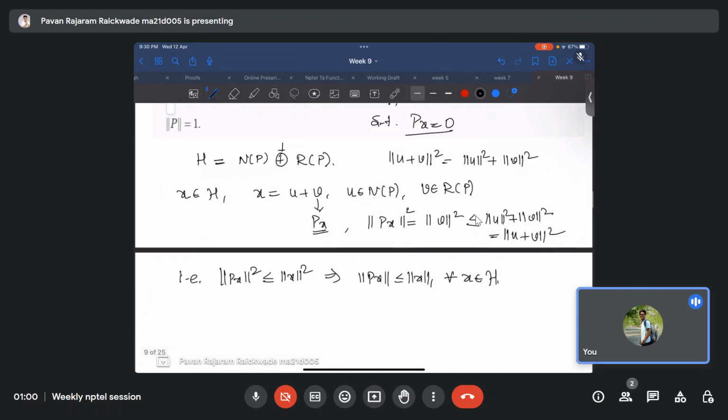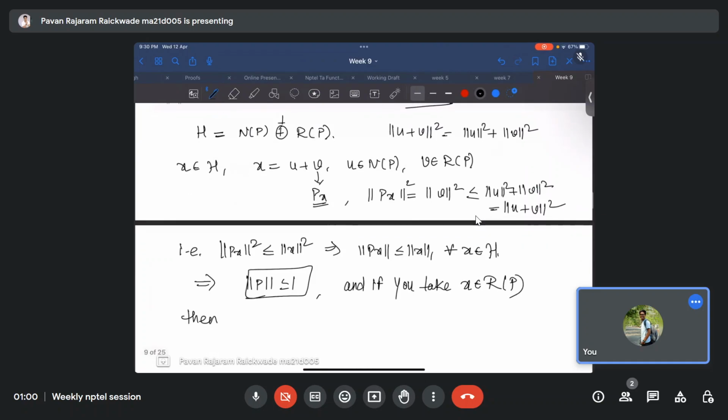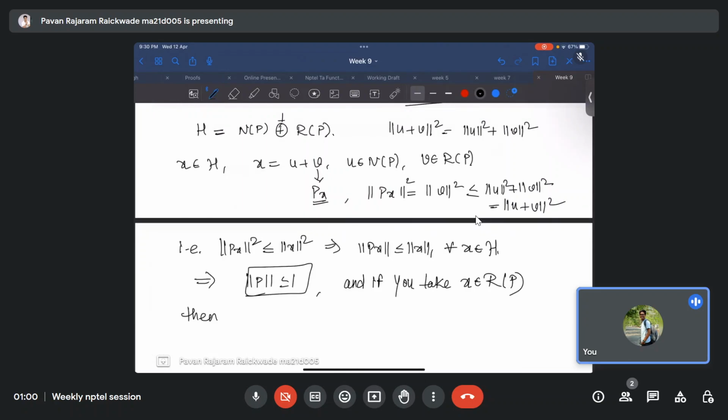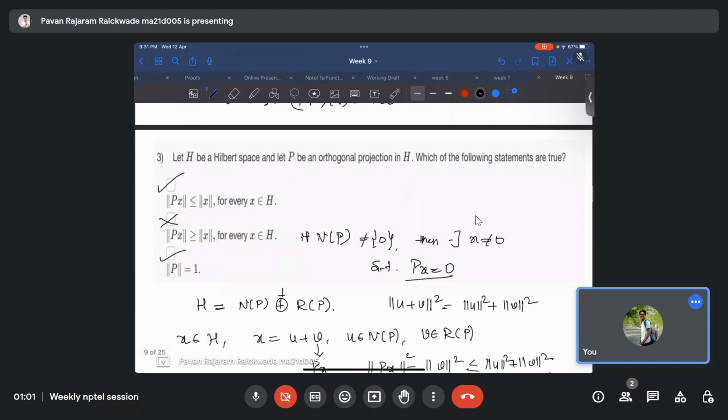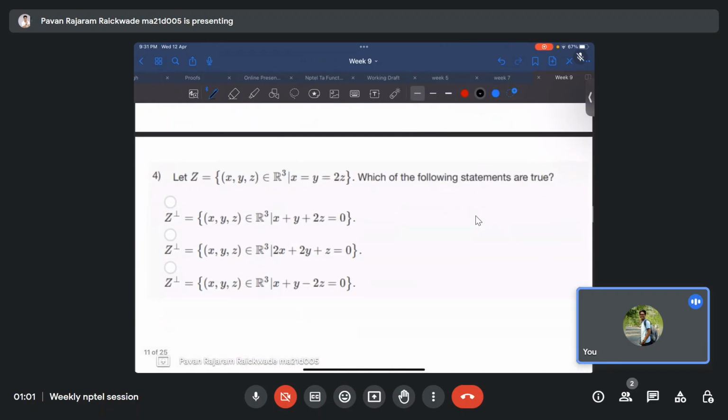That's the first one. From this, we can say the operator norm of P has to be less than or equal to 1. And if you take x belonging to the range space of P, provided that P is a non-zero projection so that you get a non-zero element, then norm Px will equal norm x, because for an element in the range space, P acts as the identity operator. That means norm P is 1. So this third one is again true. This was easy. Okay, let's go to question number 4.